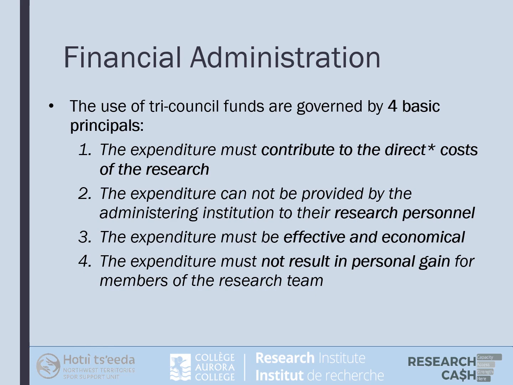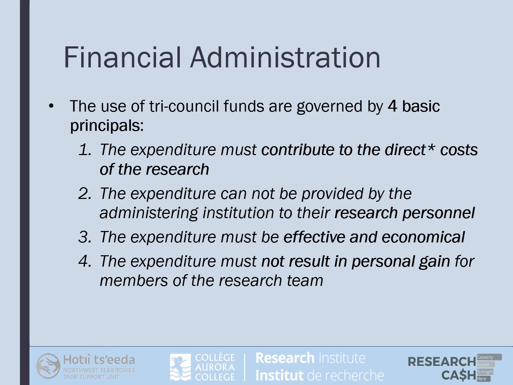So you'll recall from a previous session the difference between direct and indirect costs of research. Indirect costs include things like administration fees or the lighting and the heating bill for a building. The expenditure cannot be provided by the administering institution to their research personnel. The expenditure must be effective and economical. It achieves the intended outcome with due regard for minimizing costs by avoiding unnecessary expense, and it optimizes the use of the funds. And that doesn't necessarily mean purchasing everything at the lowest cost.